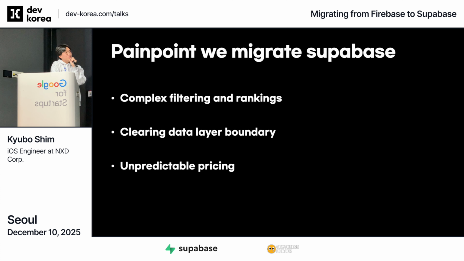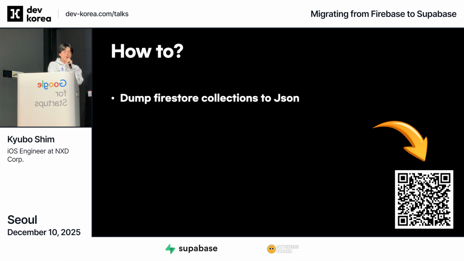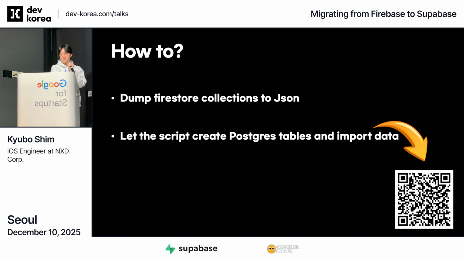Wow, the migration process was much simpler than I expected. On this QR code, Supabase provides official tools like a Python script. First, we dump the whole Firestore collection into JSON. Thanks to Supabase, the script does all the things. Then the script creates the Postgres tables and imports the data. We ran both systems in parallel for two weeks to verify everything worked, then made the full switch. If you want the detailed information, check the QR code. It's super easy.